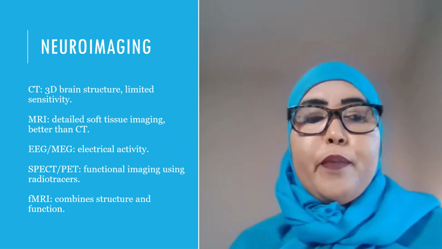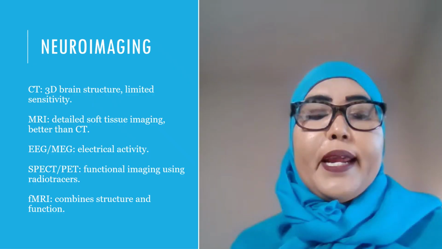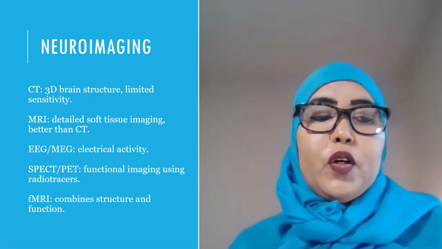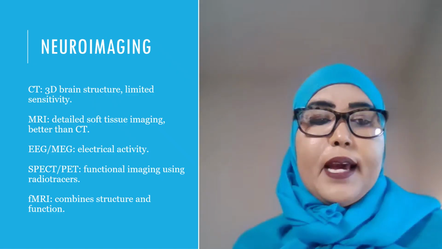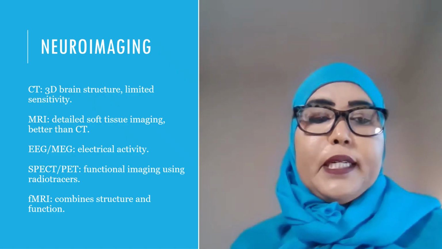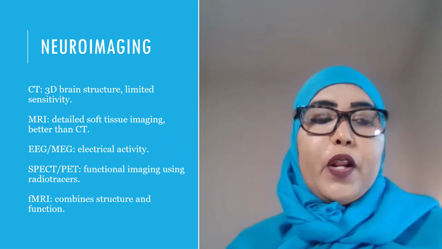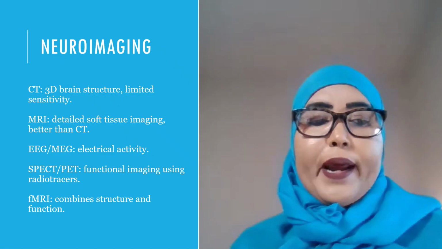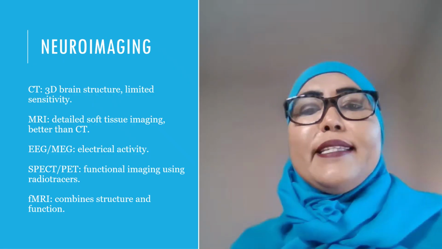EEG or MEG assess the brain's electrical activity. PET or SPECT assess function, and the imaging uses radiotracers. fMRI combines structural and functional assessment.